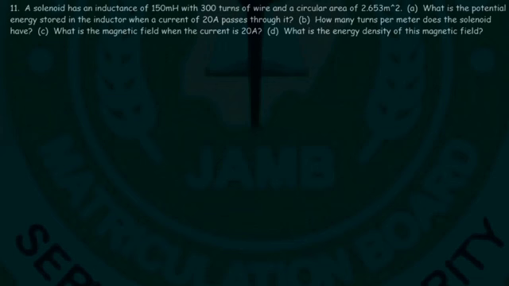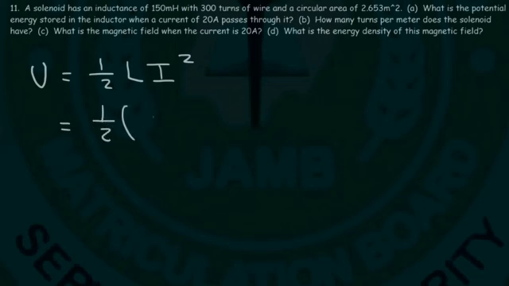So what equation can we use to calculate the potential energy stored in this inductor? Here's the equation that you need. It's 1/2 times the inductance times the square of the current. So the inductance is 150 millihenries, but we need to convert it to henries. So it's 150 times 10 to the minus 3 henries. The current is equal to 20 amps. And let's not forget to square it.